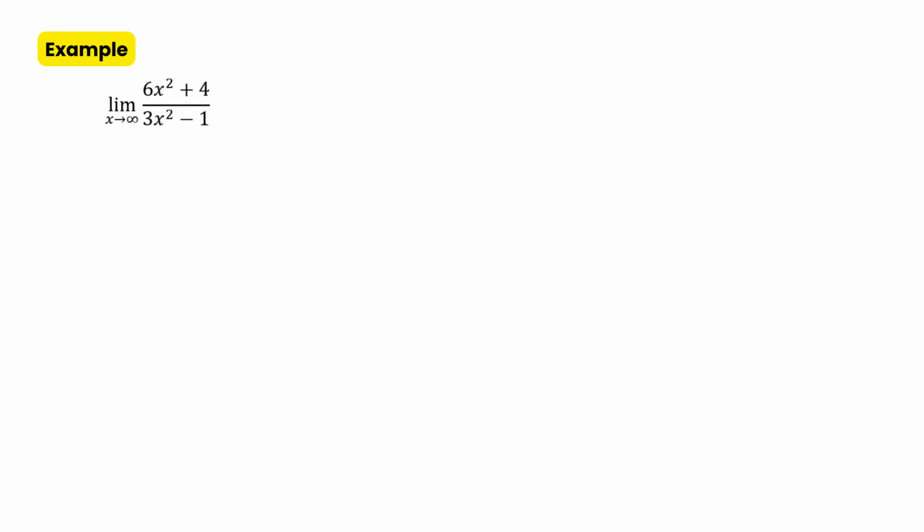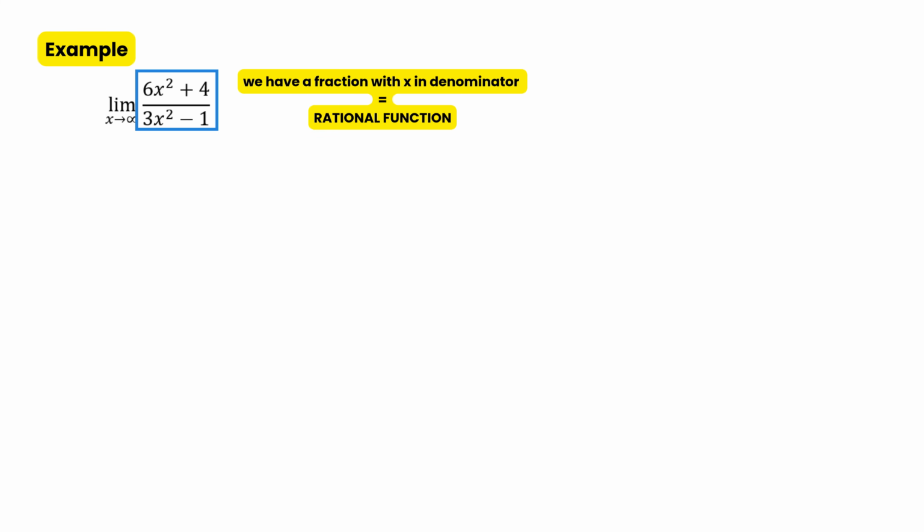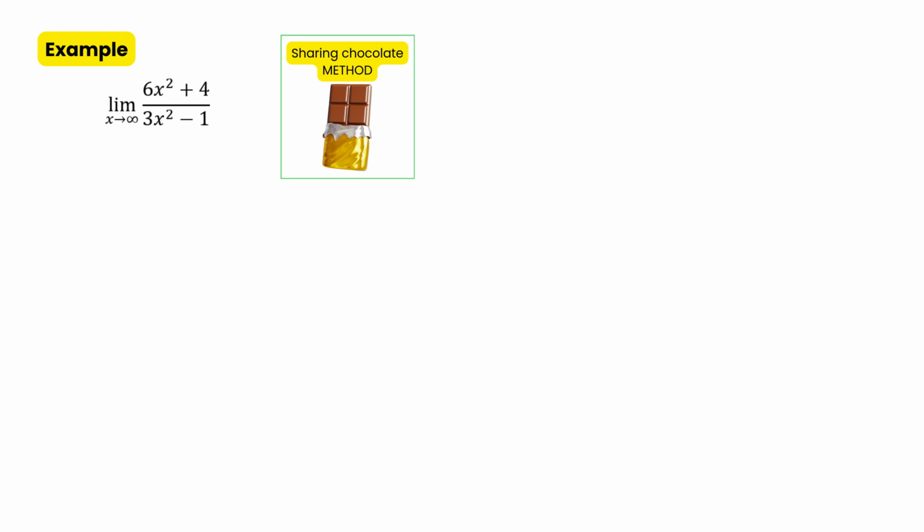Let's take an example to explain this. First, we can see this is a limit that tends toward infinity. Second, we can see there's a fraction with an x in the denominator. So this is a rational function. So how do we use the chocolate sharing method to solve this one?